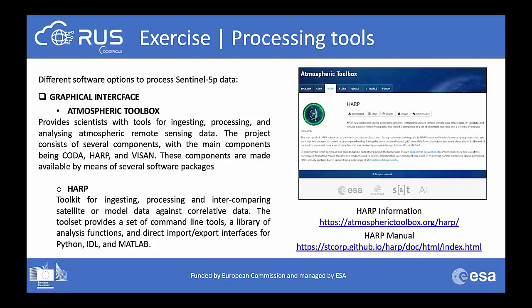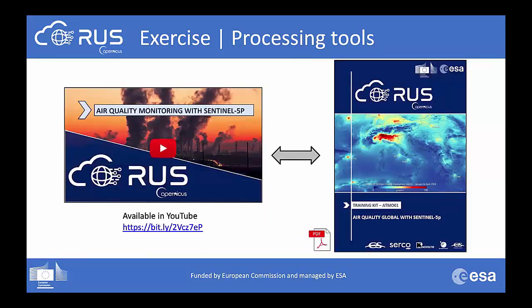By the way, if you're interested to learn how to process Sentinel-5p data in a more graphical way instead of with Python as we will do today, I recommend you to check our previous RUS Copernicus webinar on this topic. We did it a couple of months ago. It is called Air Quality Monitoring with Sentinel-5p. It is available on our RUS Copernicus YouTube channel. And there you can see how we use the VISAN software combined with HARP, which is part of the atmospheric toolbox, to process Sentinel-5p data. If you are a RUS Copernicus user, you can request the training kit, and you will get as well a step-by-step guide as always with RUS. So just a side note.